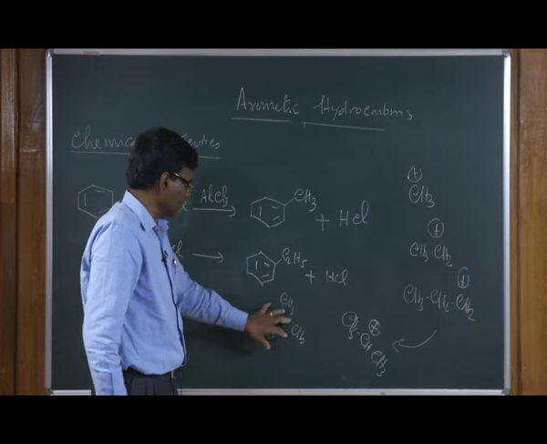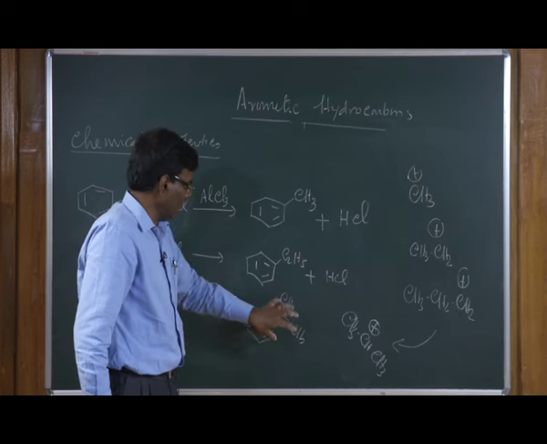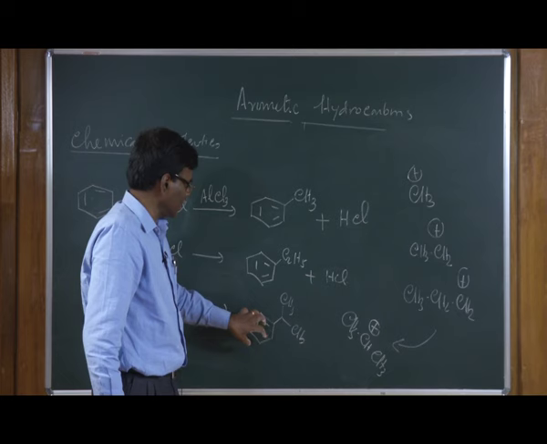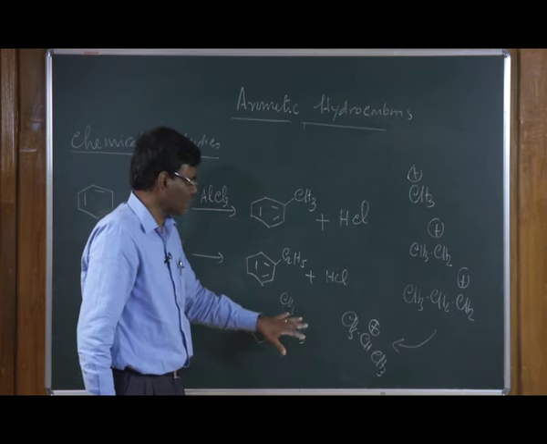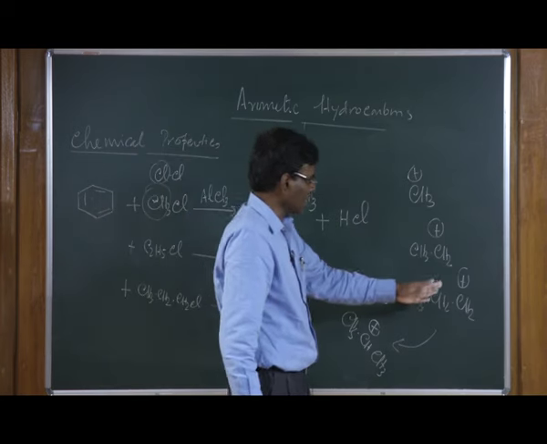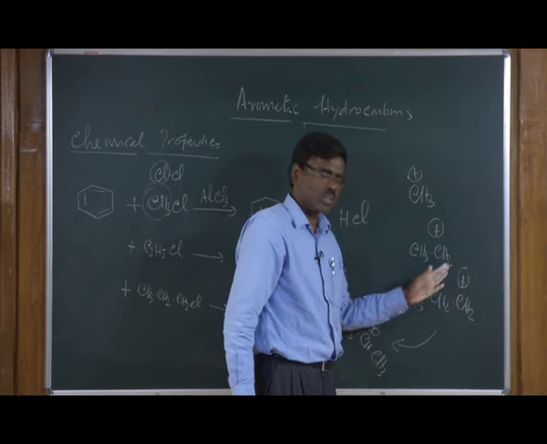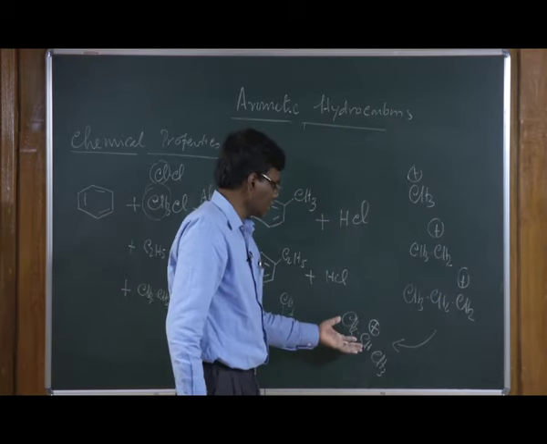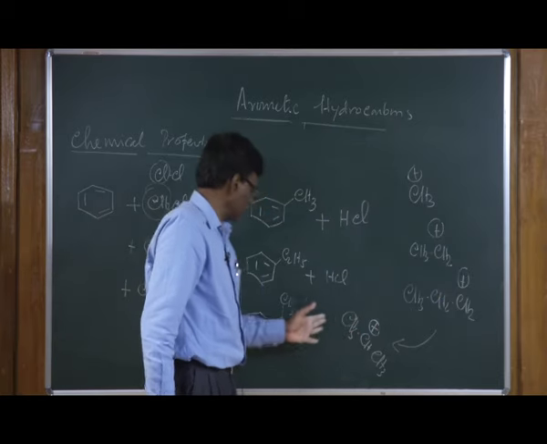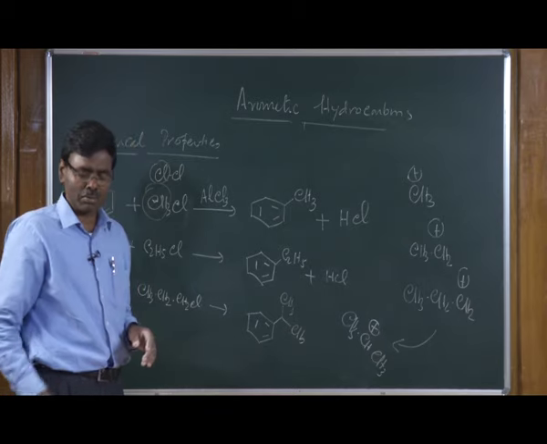Mainly this is called cumene in this case, and isopropylbenzene forms as the major compound. This is how it happens: as soon as you form the carbocation, it undergoes rearrangement, and this is the actual electrophile in this case, then the substitution reaction takes place.